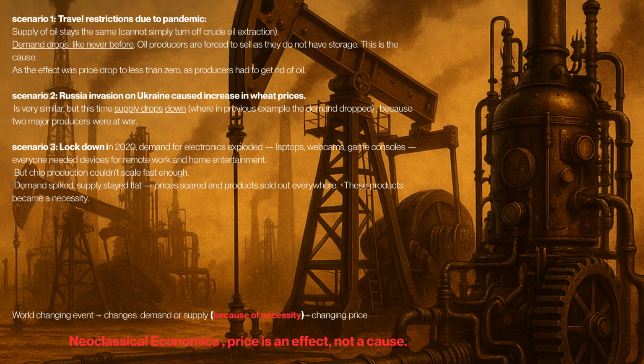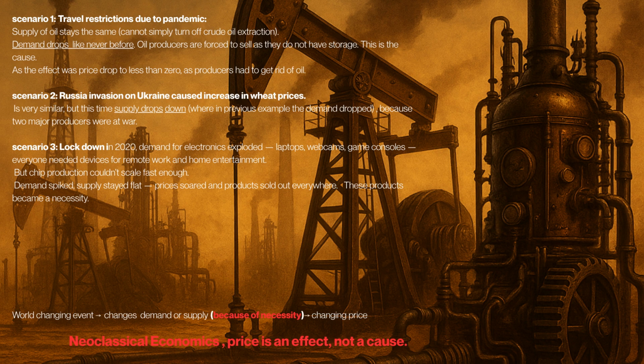Scenario 1. Travel restrictions during the pandemic. Oil supply stayed the same. You can't just shut off crude oil extraction. But demand collapsed like never before. With nowhere to store the excess oil, producers were forced to sell at any price. That's why oil prices dropped below zero. The cause was demand destruction. Price was the result.